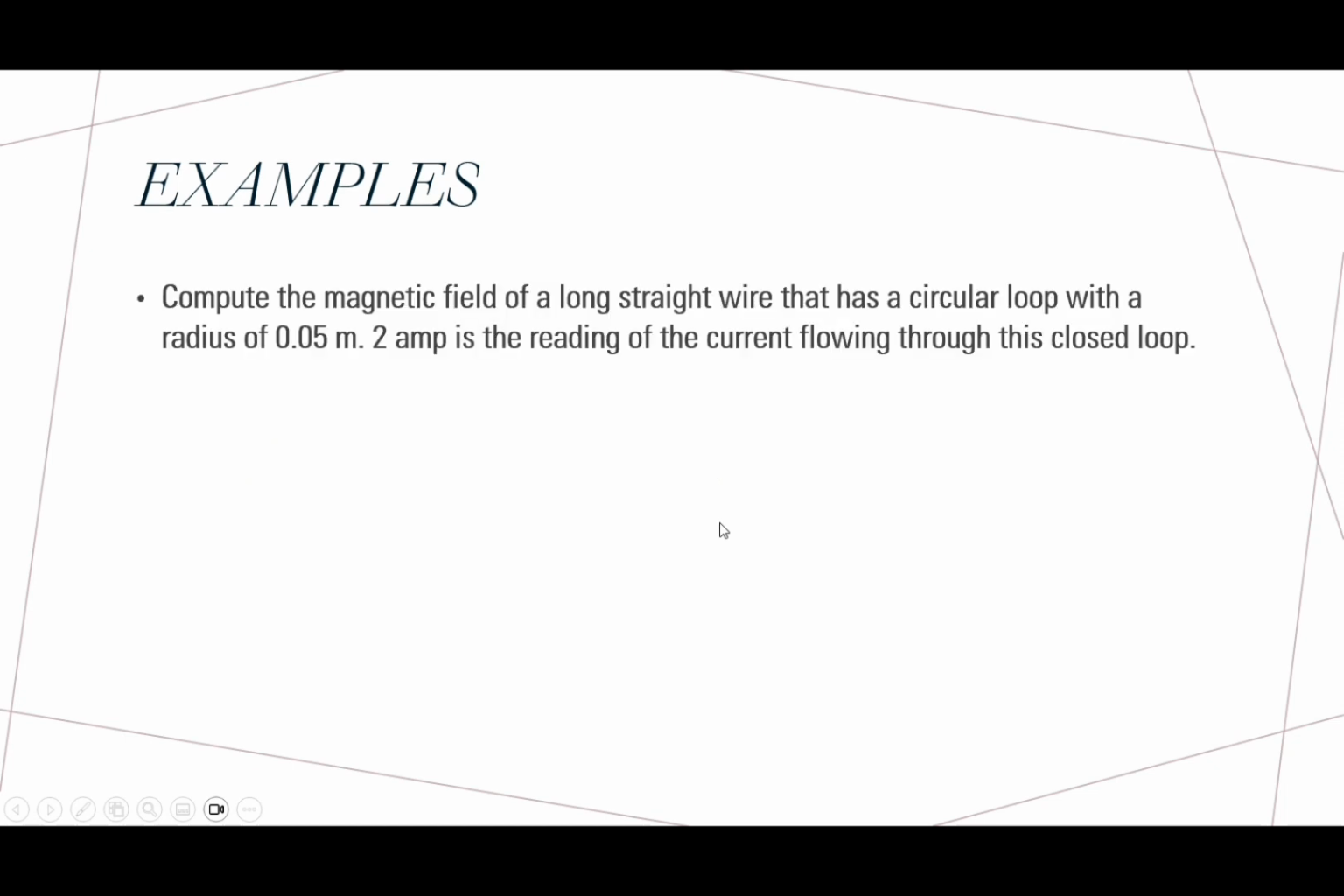Example 2. Compute the magnetic field of a long straight wire that has a circular loop with a radius of 0.05 meters. 2 amp is the rating of the current flowing through this closed loop. The same as we did last question, but another formula. B equals mu 0 times I over 2 pi r. And then we plug all these numbers in, we get the answer 8 times 10 to the negative 6 Tesla.